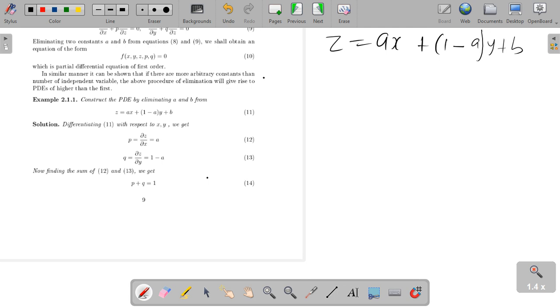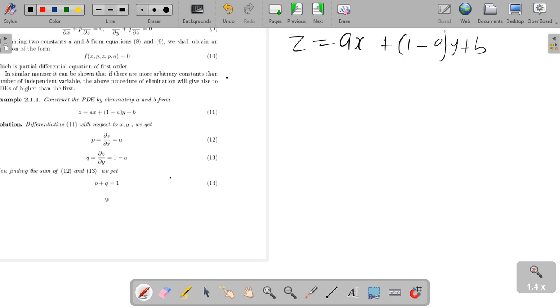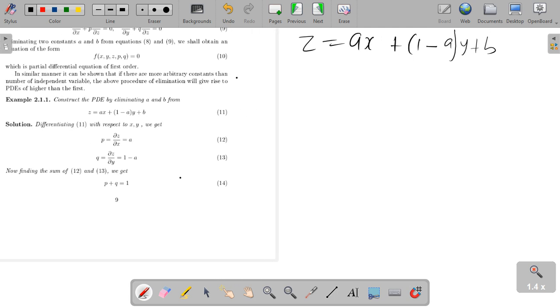Okay, so now how do you form a differential equation? We form a differential equation by eliminating either the arbitrary function or the arbitrary constants. The arbitrary constants here are a and b. Anywhere we see a and b, we want to eliminate it. We want to remove it. And how do we remove it?